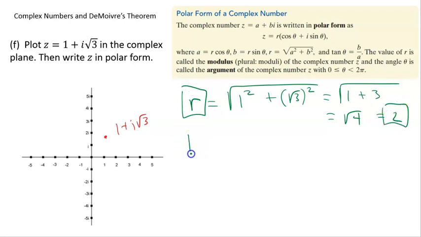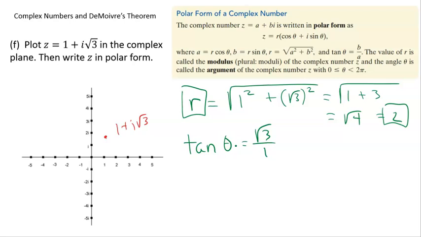You also have to find your argument. Remember, tangent of theta is equal to your b over a. So my b value is square root of 3. My a value is 1. So tell me what angle gives me square root of 3 when I take the tangent of it. So you have to think backwards. Remember, you have to know this unit circle.